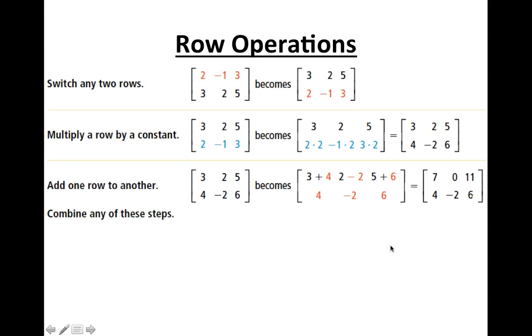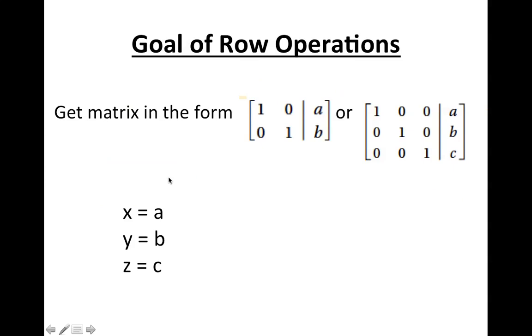Okay, next, our row operations. Again, we use matrices in order to solve our systems. The row operations we can do is we can switch any two rows, multiply a row by a constant, or add a row to another row. So the combination of multiplying and adding is basically what we do the most.